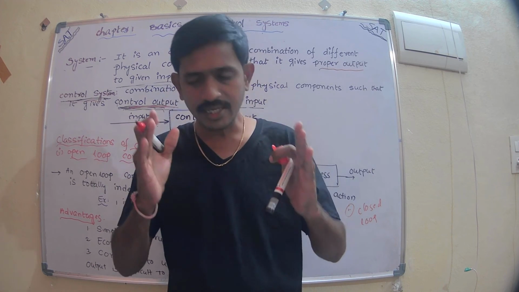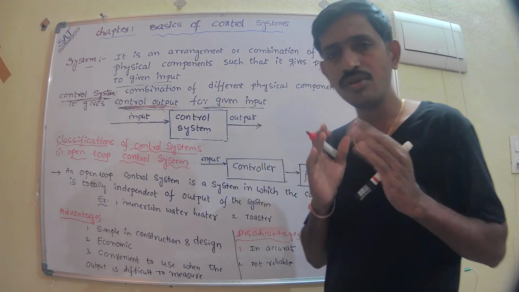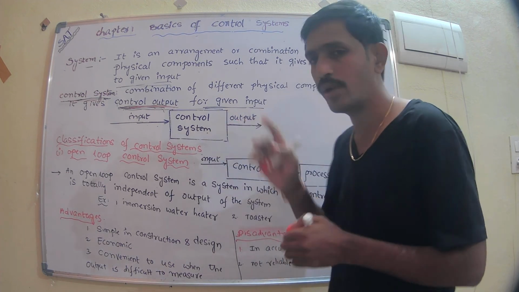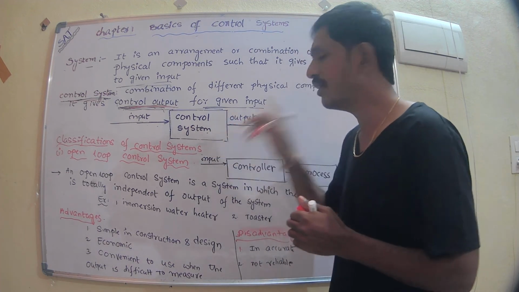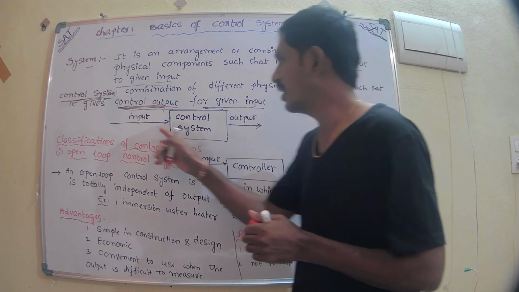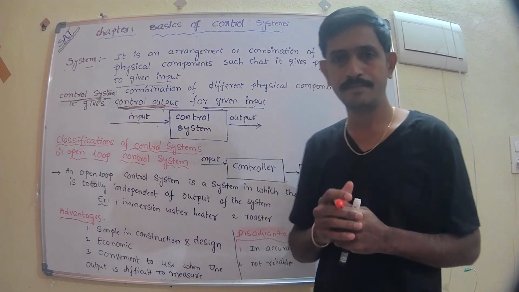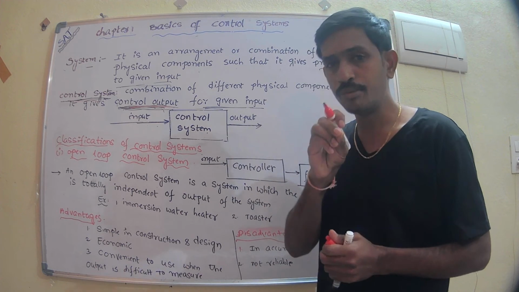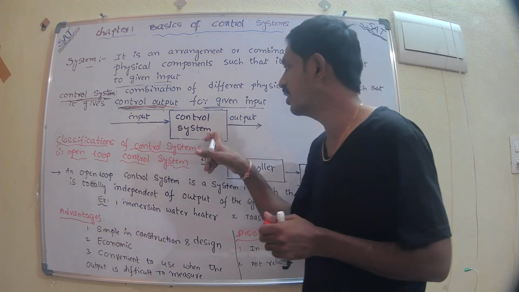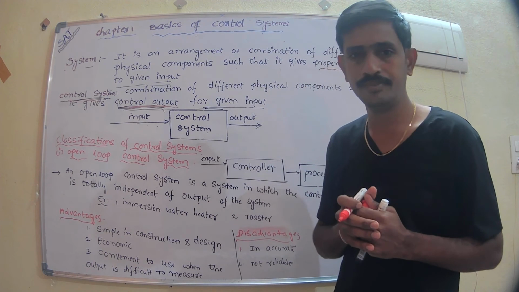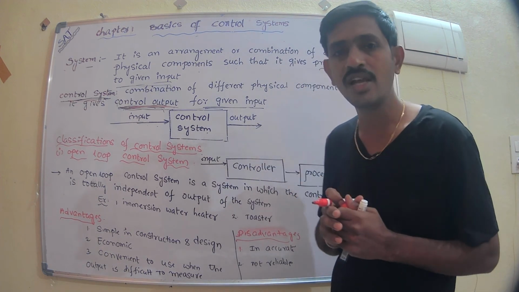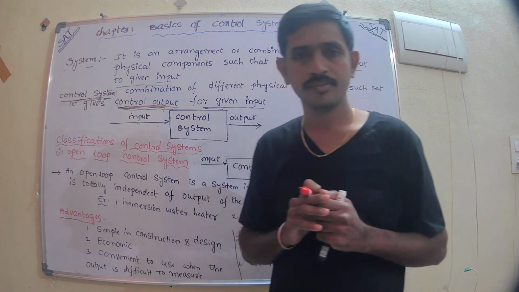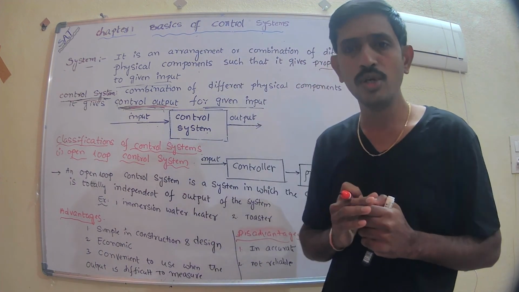Basically any control system can be represented by a single block diagram. This is a single block diagram. Any control system has input and output. Every control system needs input, because of input, it will give the output. This is the general block diagram of a control system. Now coming to the open loop control system. What is open loop control system?